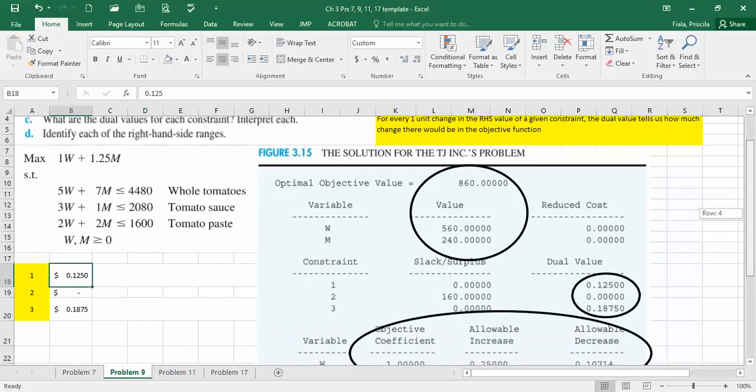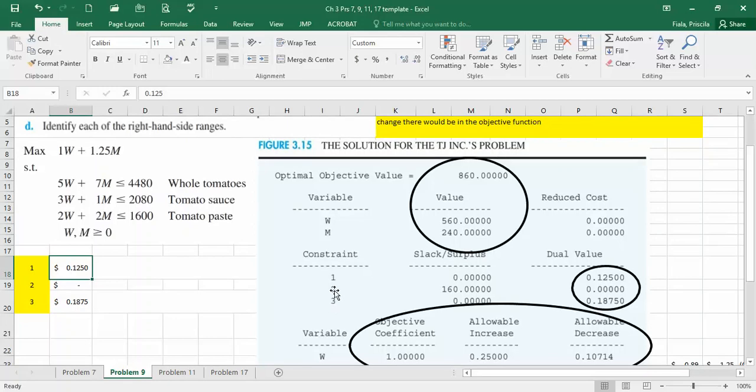Actually, let me go down here. Yeah, which is this 3 right here. And then this is my right hand side. So it's saying that if I increase this by 1, I increase this value by 12.5 cents. Remember, these are dollar amounts.